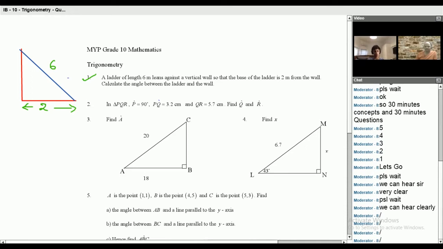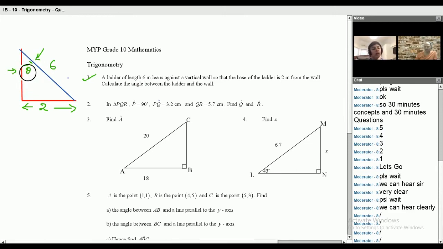They want you to find the angle between the ladder and the wall. So it means they want you to find this angle. Here is the ladder, here is the wall. Probably whatever you have, how you drew, it's fine. But what we need to remember is what they want: calculate the angle between the ladder and the wall. So the blue one is the ladder, and this is the wall. So it has to be theta.